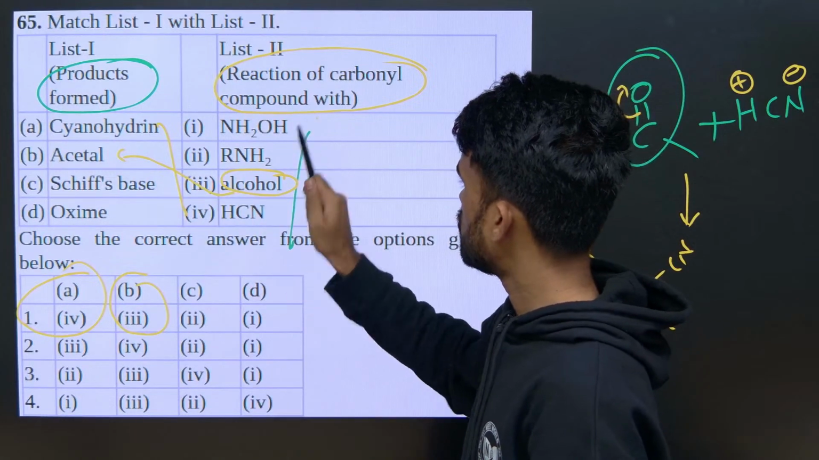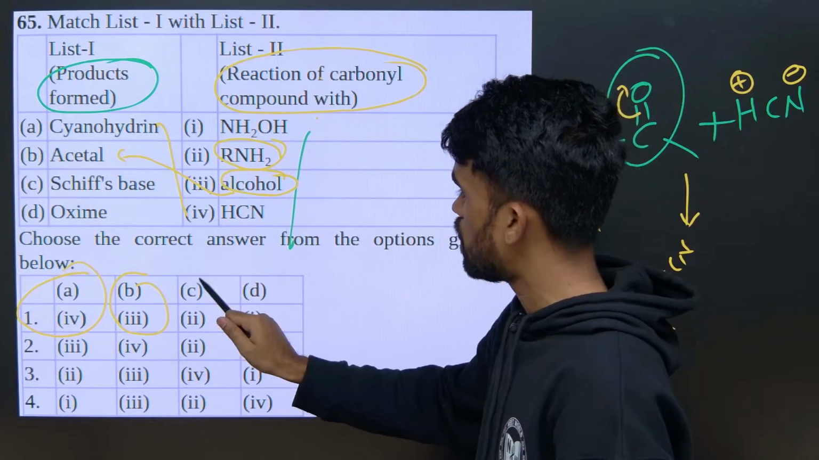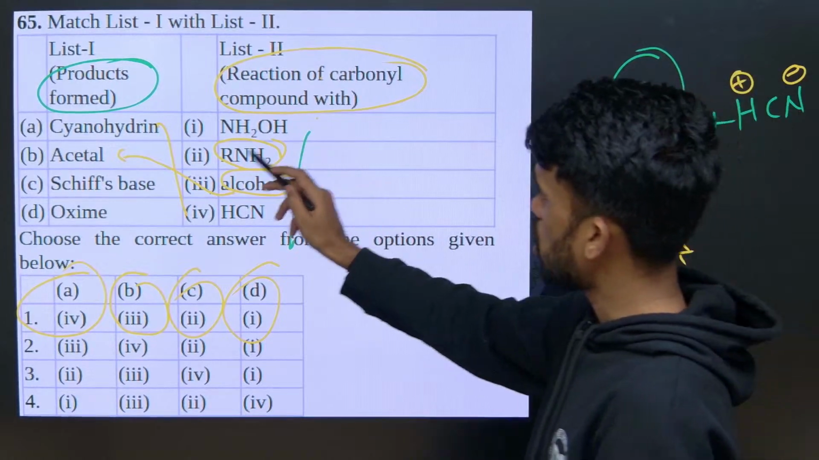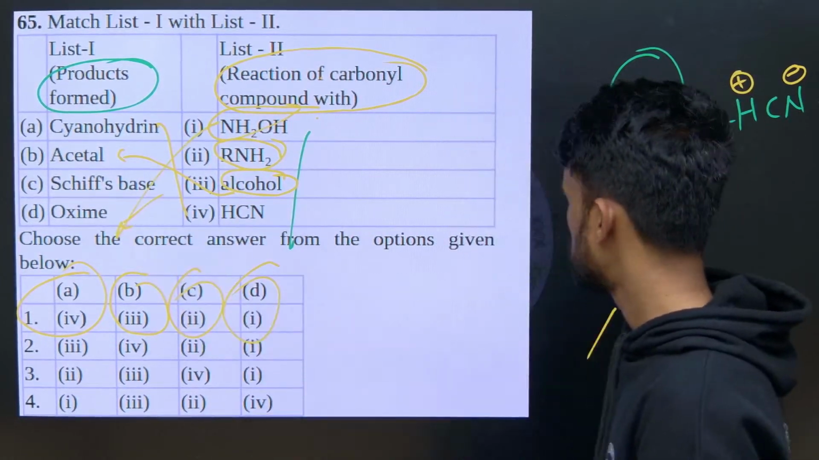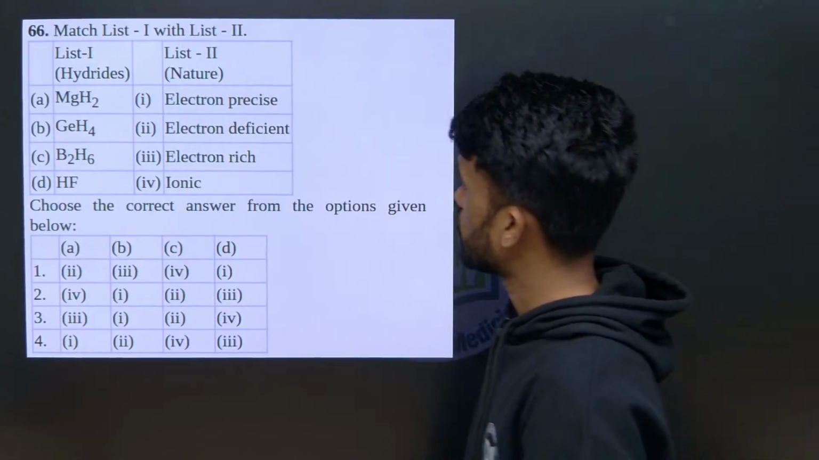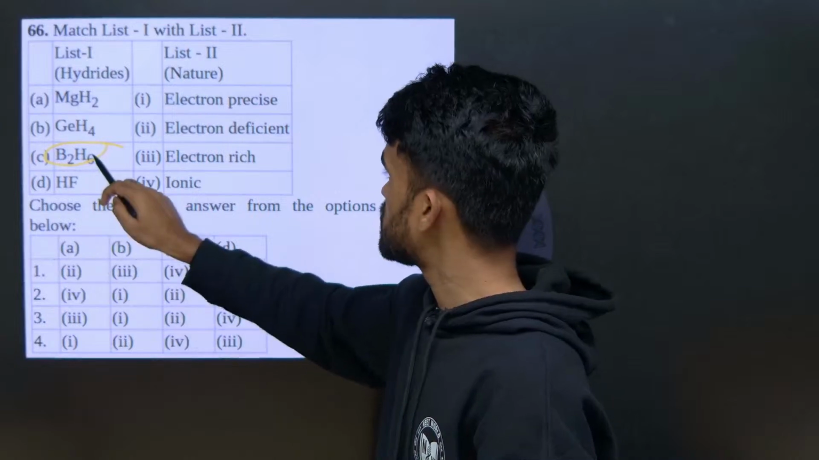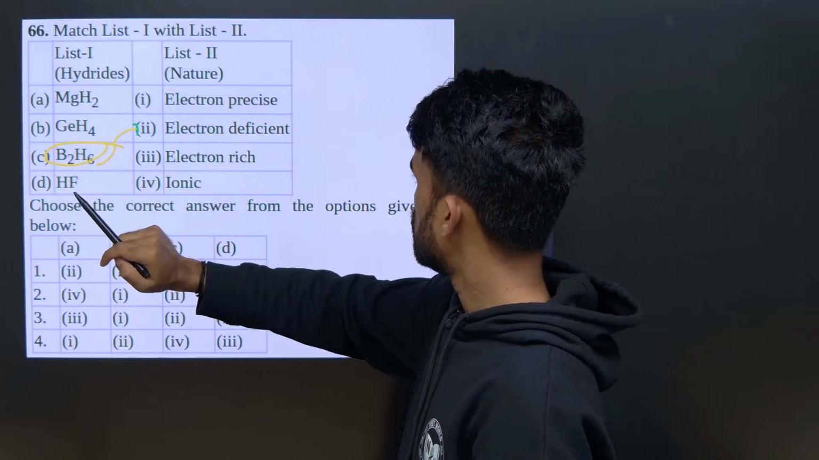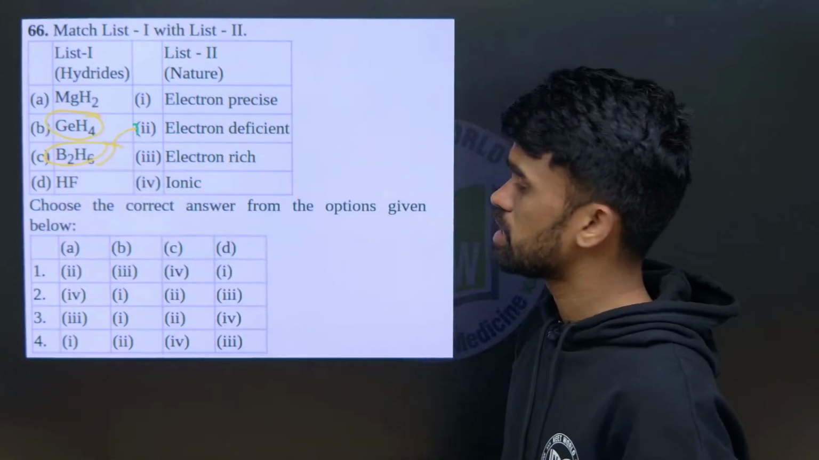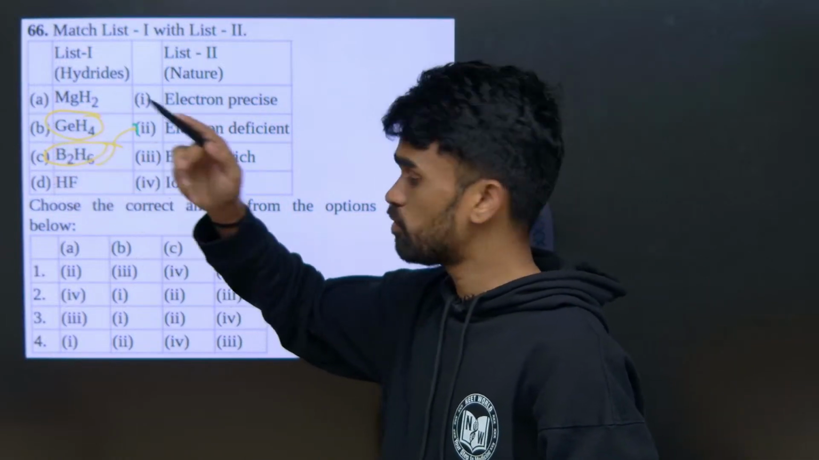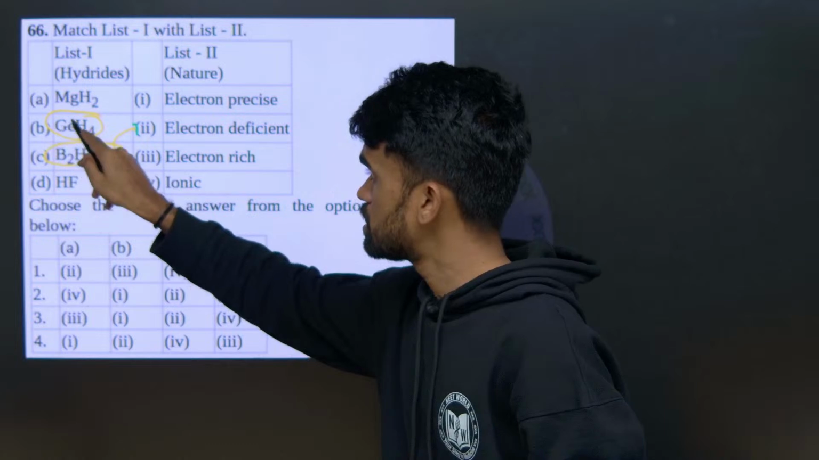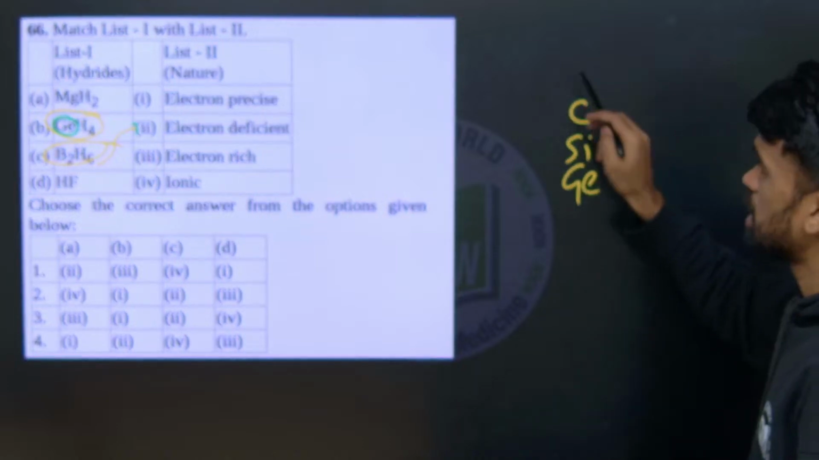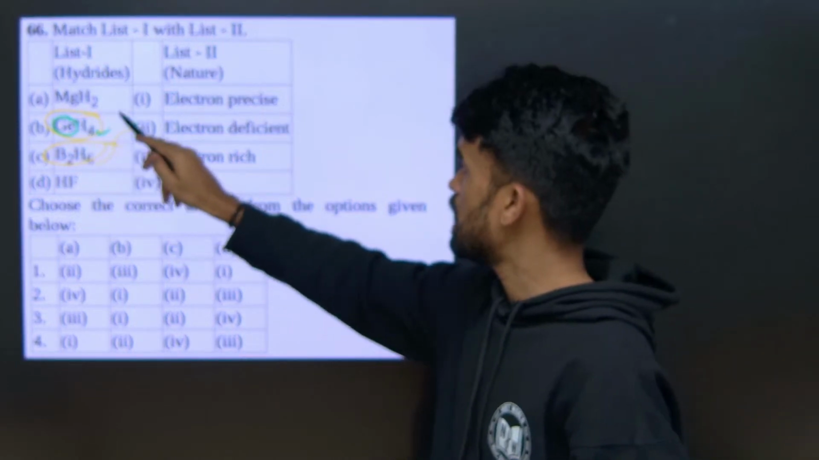Next, whenever amines react with carbonyl compounds, they form Schiff's base, and hydroxylamine forms oximes. This is hydroxylamine forms oximes. Next, B2H6 is electron deficient. Next, how many electrons are there? There are four valence electrons around, this is the carbon family, like carbon, silicon, germanium. Now 4 valence electrons, so 4 hydrogens around, so it means it is electron precise.